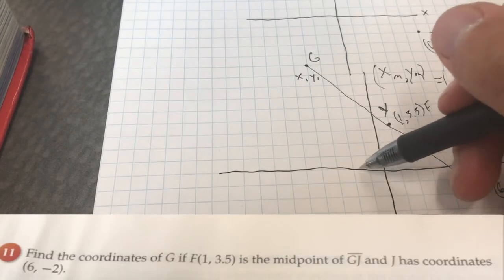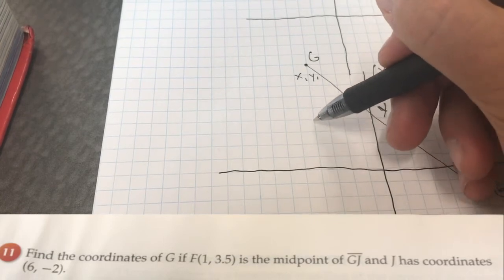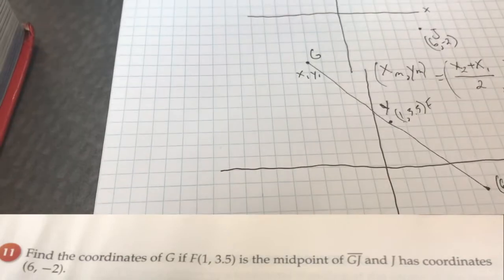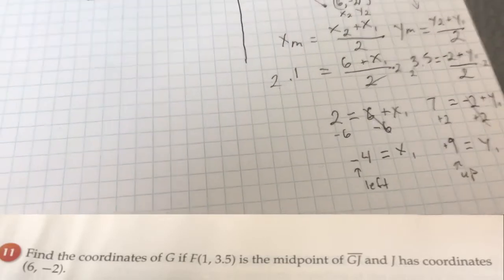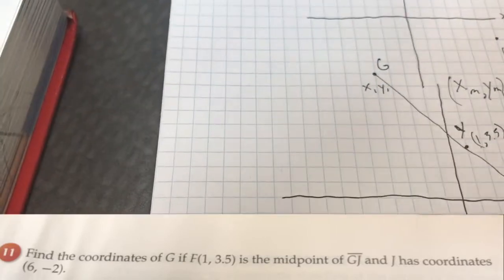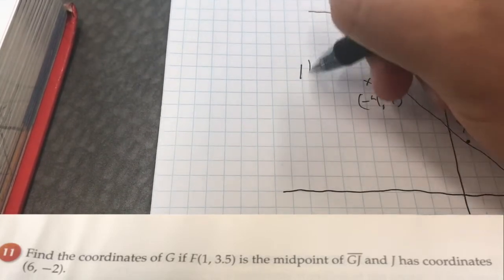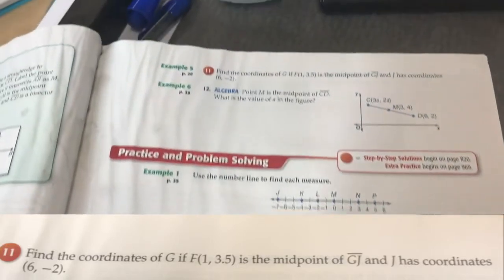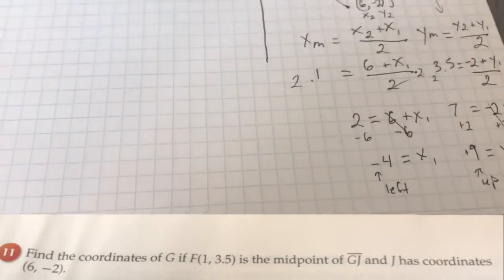Left 4: 1, 2, 3, 4. Up 9: 1, 2, 3, 4, 5, 6, 7, 8, 9. That's a win. So our coordinates are now, what are they again? -4, +9. -4, +9. So this is your number 11 from page 31 in the distance and midpoint section, and it's represented from example number 5.